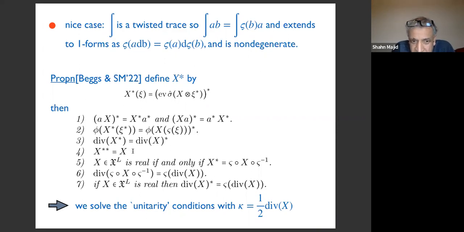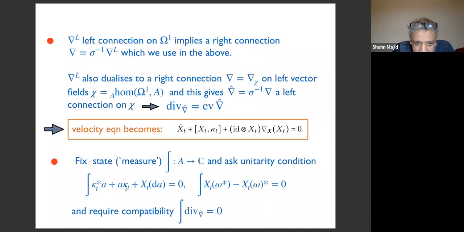Now, once you have a good definition of star, you want to know what is a real vector field. And the right definition is not that X star equals X, but that X star equals conjugation by this automorphism. That's what works nicely, as justified by the remaining two parts of the proposition. So the most important one says that if X is real, then the divergence also behaves nicely with respect to this automorphism zeta. And what all of this allows you to do is, in this setup, you can just take kappa to be a half divergence of X. And then if you go back here, you'll see that this is automatically solved.